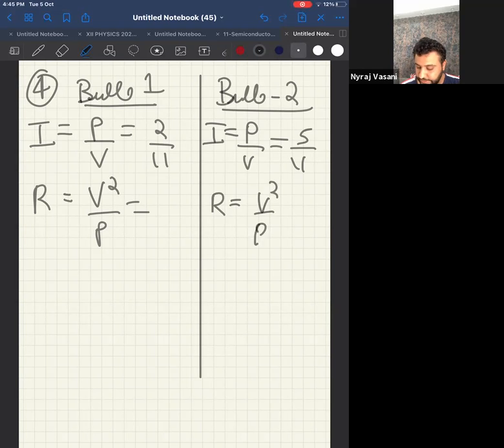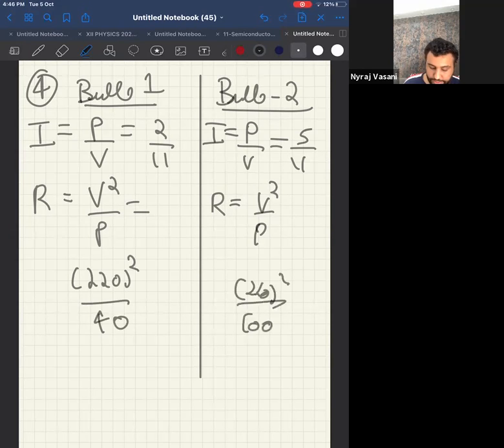What is the resistance of bulb 1 and what is the resistance of bulb 2? So V squared will be 220 squared by 40 in the first case. And in the second case, it will be 220 squared by 100. Therefore, tell me what is correct. Very good answer. Others, try to answer.